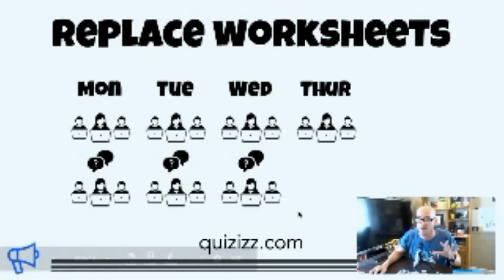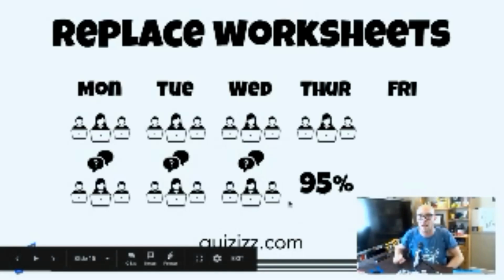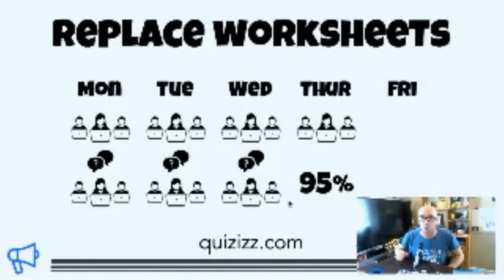You ready for this? If the entire class performs at a level of 95%, if they're able to get 95% of the questions right across the board as the class, we give them an A for that assignment in the grade book, and we move on. Move on to something else.